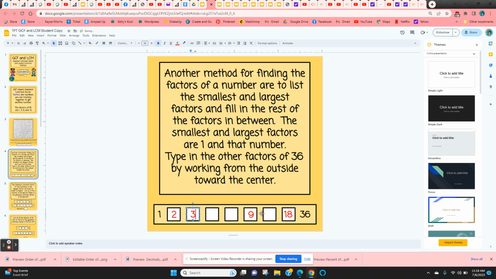3 and 12. 4, and we already have 9. And then 6. And you only need to type the 6 one time. So those would be the factors of 36.